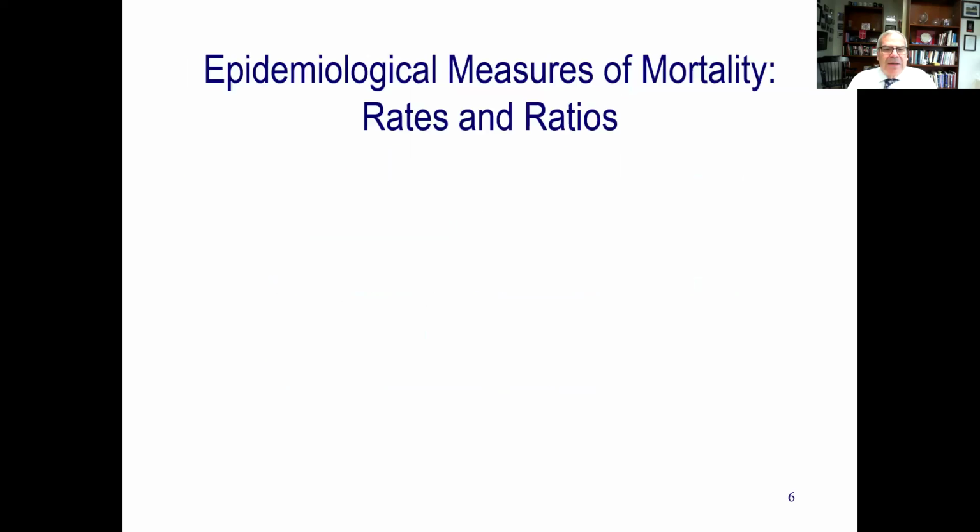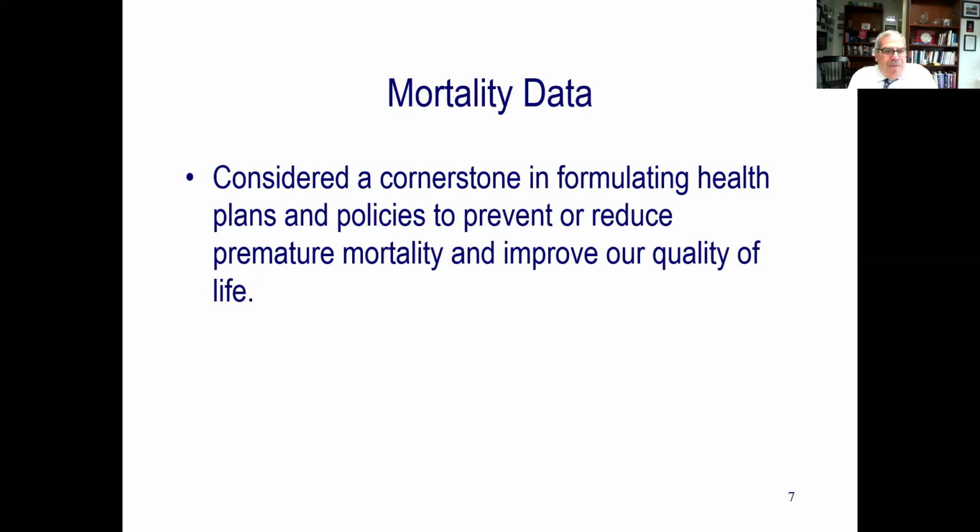The first one that comes out is the measures of mortality, rates and ratios. This is one we use all the time. I know many of you, most of you, have already done all of this. Why do we use mortality rates to begin with at all? Well, it's basically the cornerstone in formulating health plans and policies that prevent or reduce premature mortality or improve our quality of life. It's what we immediately think about. It's what most all of us are trying to do. We're not going to prevent total mortality, but prevent premature mortality and disability. Doing this with death data. That's what we all do.